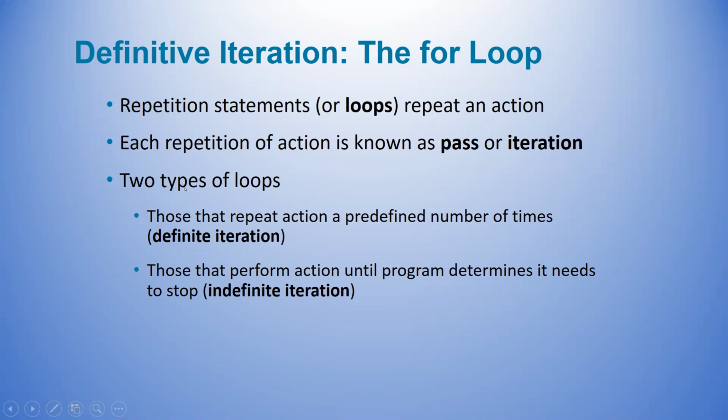Okay. Two types of loops: definite iteration or indefinite iteration. Those that repeat an action a predefined number of times are definitive iteration, definite iteration, etc. They are basically interchangeable. Those that perform an action until the program determines it needs to stop are indefinite iteration. So you do not know when to stop. The program will decide when to stop.